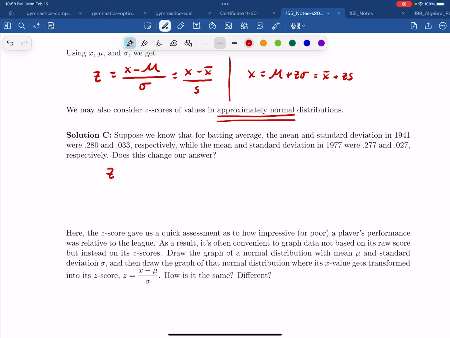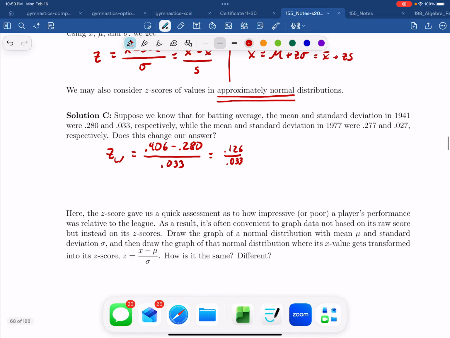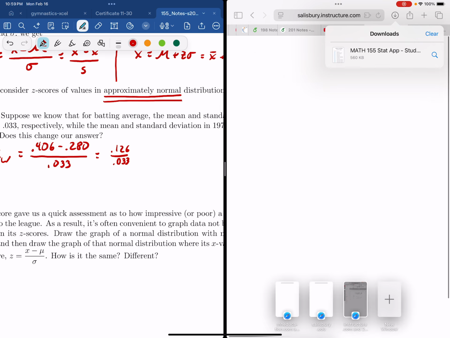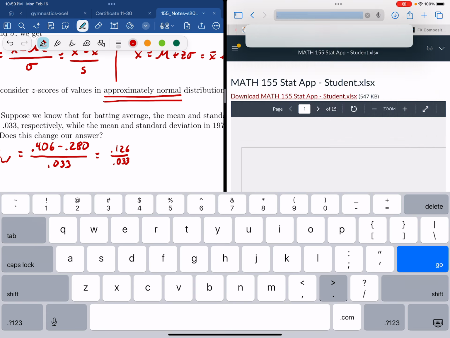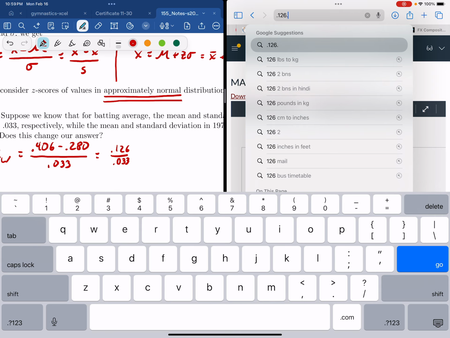So if we look at the z-score for Ted Williams, we're going to get 406 minus 280 all over 33. When we do that out, well, we know that that's going to be 126 over 33. And that's going to equal, let's see what we get. I guess we can bust open Google for that. You can do this in Excel if you'd like. You can also use Google. Google is actually a very good calculator. Just remember, we can't use this on assessments, at least not right now, right?